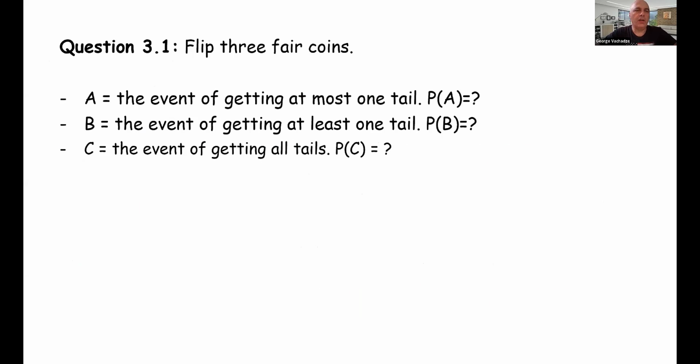Hi, in this short tutorial, I would like to address question 3.1 using Excel. On the screen, you see question number 3.1. So we have three fair coins and we are flipping them independently from each other. We are interested in the probabilities of three different events. Event A is the event of getting at most one tail. Event B is the event of getting at least one tail, and event C is the event of getting all tails. So we would like to solve this question using Excel.